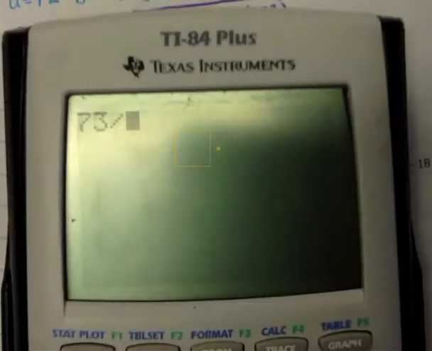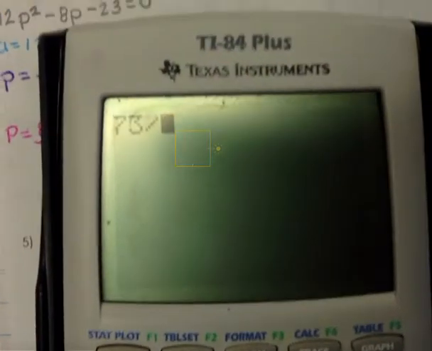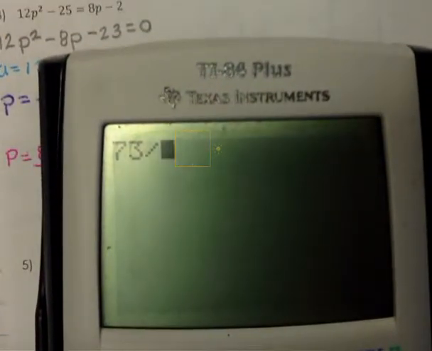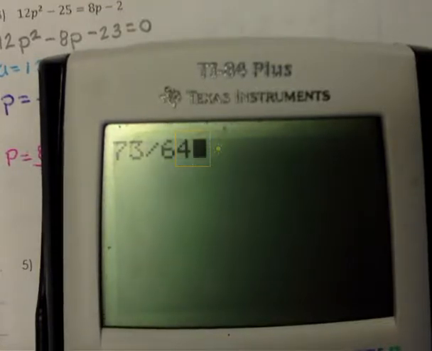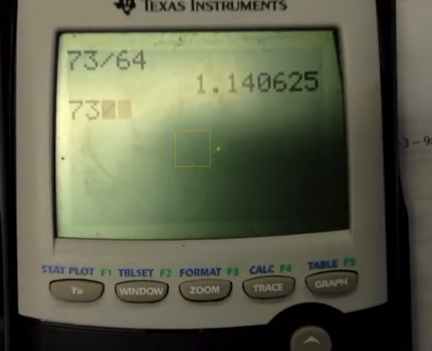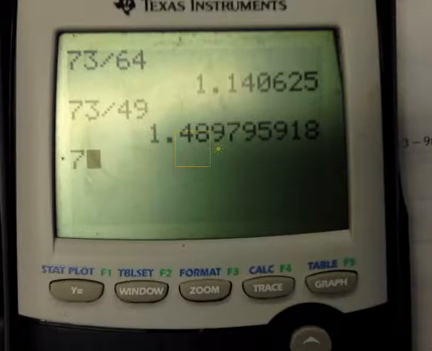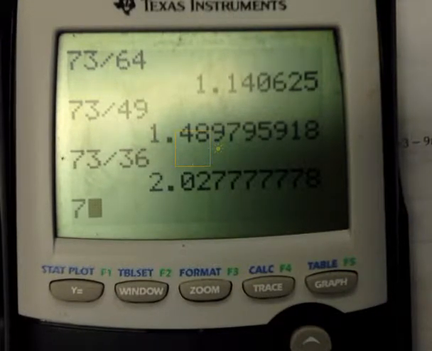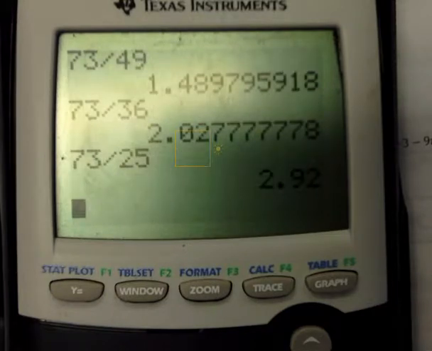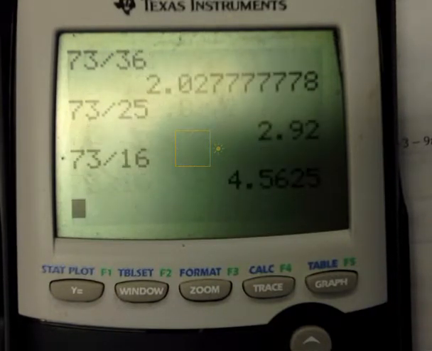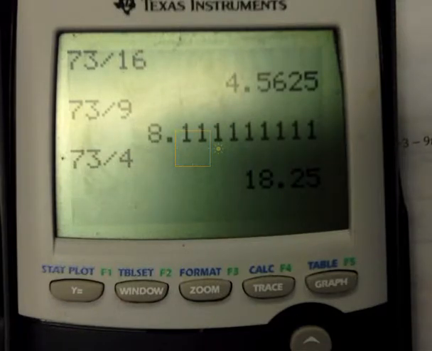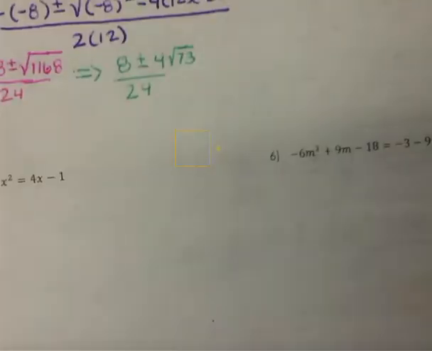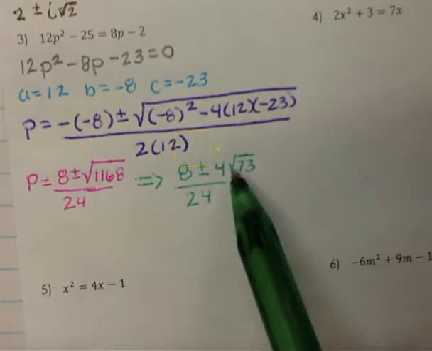73 divided by, so I know if I go perfect squares, 8 squared is 64, 9 squared is 81. 81 is too big, so I have to start with 64. Does not work. So 73, so that was 8, 7 squared, 6 squared, 5 squared, 4 squared, 3 squared, 2 squared, and then 1 squared will just be 1. So that means that 73 cannot simplify. That means that this is as far as that radical will go.